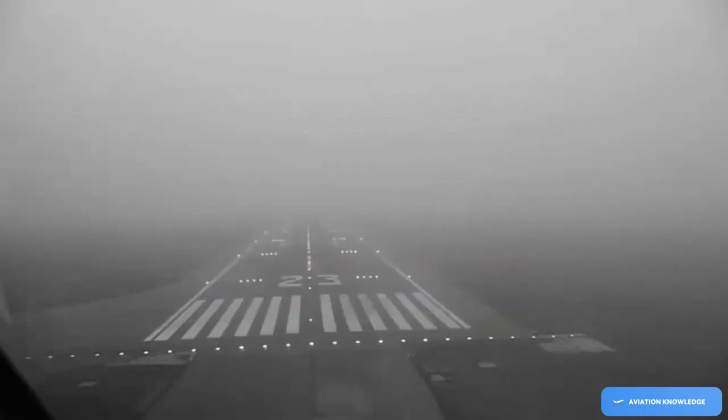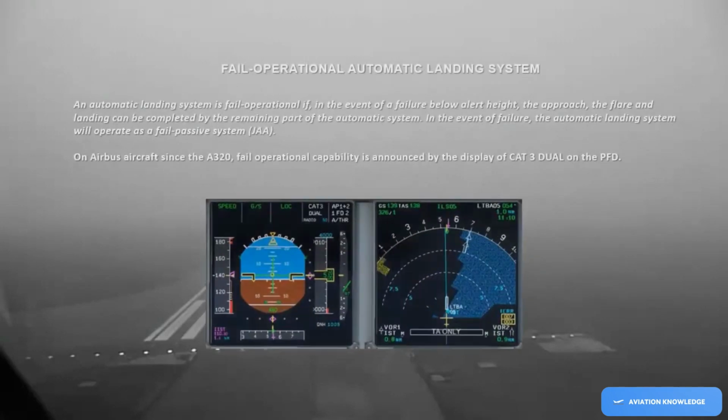Fail-operational automatic landing system. An automatic landing system is fail-operational if, in the event of a failure below alert height, the approach, the flare and landing can be completed by the remaining part of the automatic system. In the event of failure, the automatic landing system will operate as a fail-passive system, JAA. On Airbus aircraft since the Airbus 320, fail-operational capability is announced by the display of Cat 3 dual on the PFD.